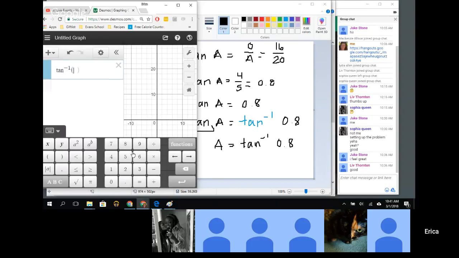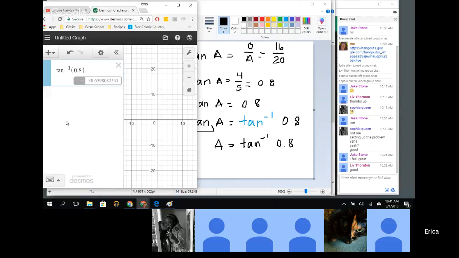So inverse tangent of 0.8. And make sure you're on degrees. I'm still on degrees, okay, that's good. It is 38.7 degrees.